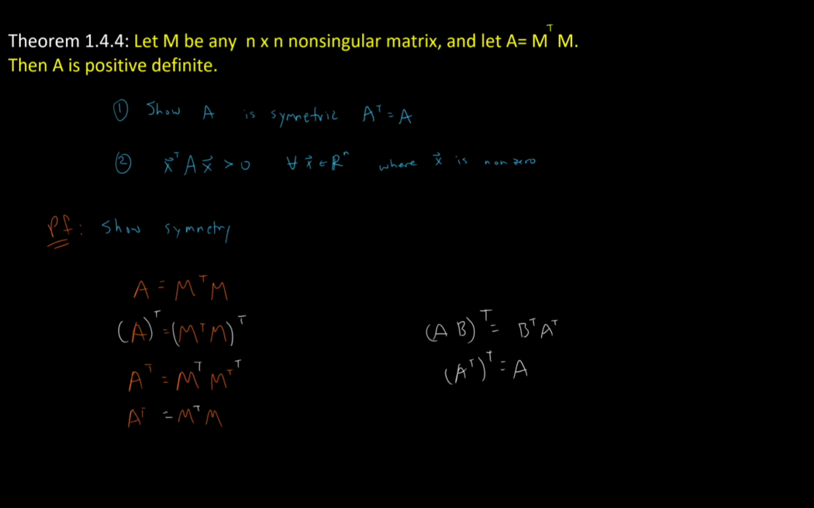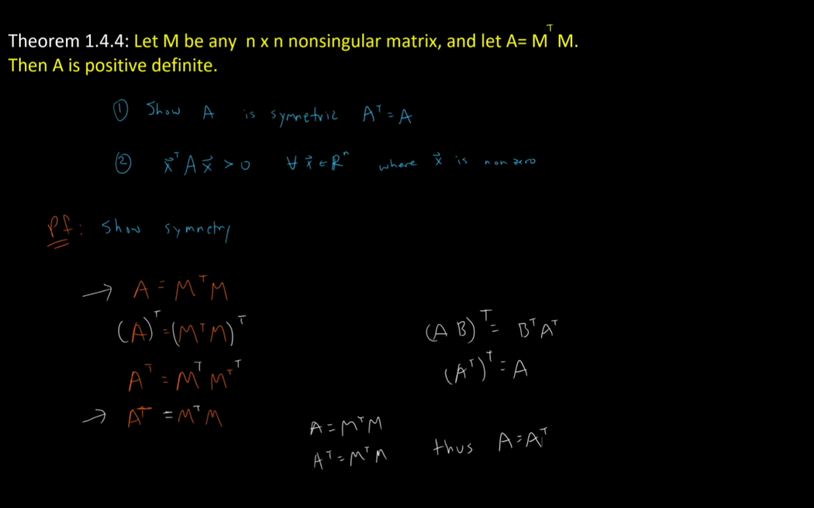But if we look closely again, by transitivity we can see that A is equal to A transpose. We have that A equals M transpose M and A transpose equals M transpose M. So therefore, thus A is equal to A transpose. Right, so that's the first part, the symmetry part. Not too bad. Next up is a little more challenging part.